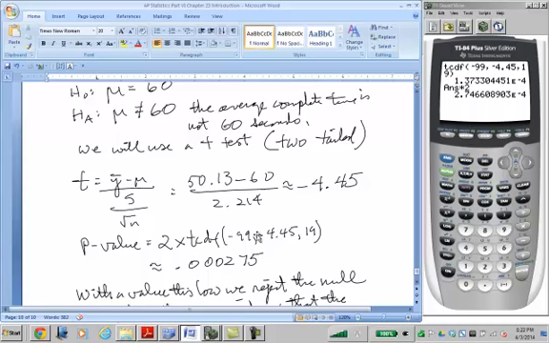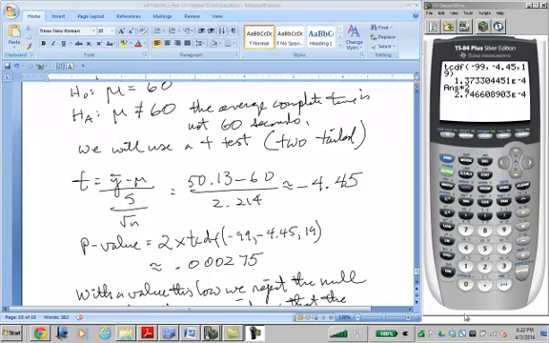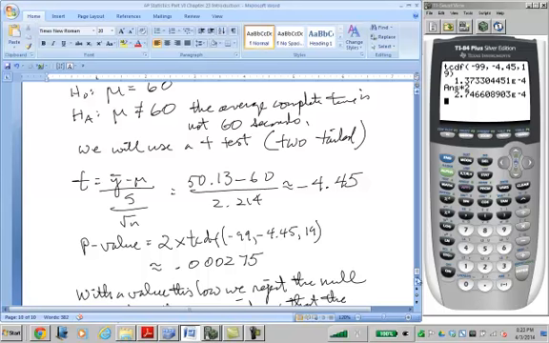Okay, so the p-value is 2 times tcdf. Now, that is really small, even for 20 degrees of freedom, or 19. So it's 0.000275 approximately. With a p-value this low, we reject the null.